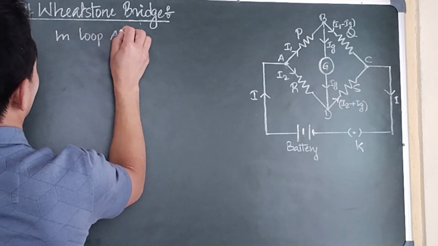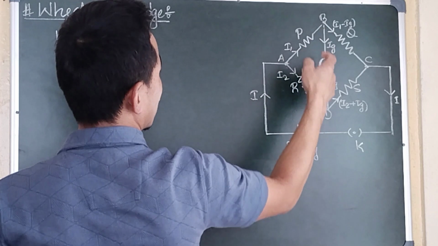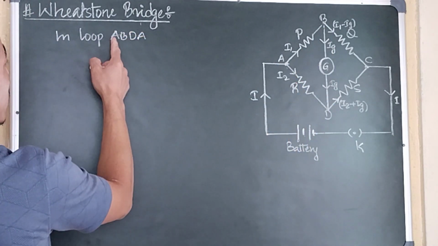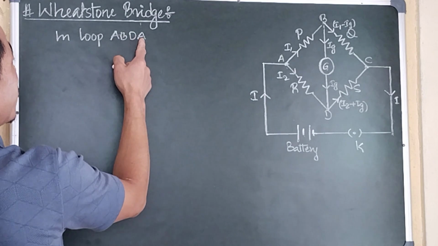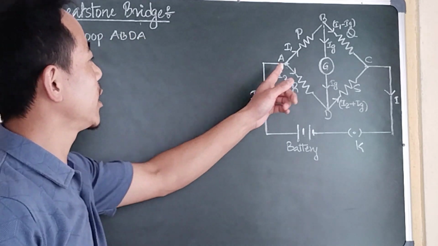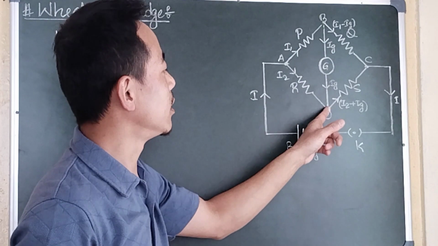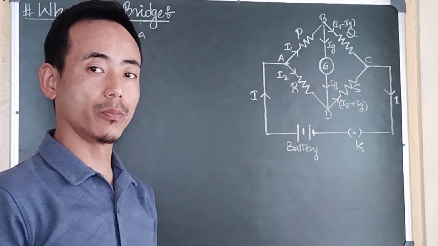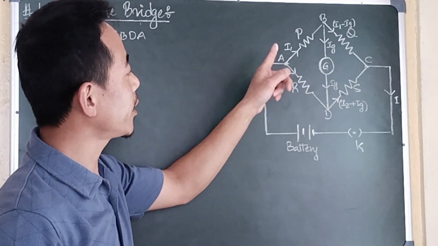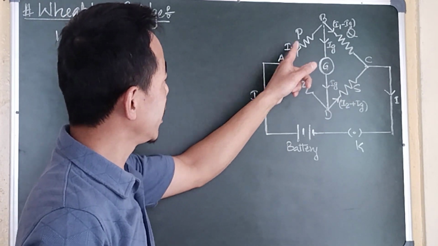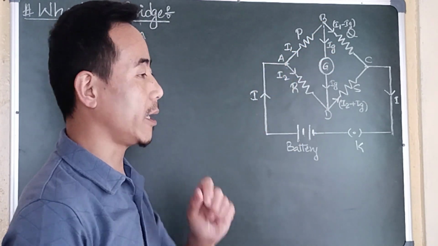A, B, D, A. You have to make sure that the starting point and the end point are the same. Only then it becomes a closed loop. You cannot write A, B, D. A, B, D will not be a closed loop. You have to have the same starting point and you have to end at the same point. So we have considered this loop A, B, D, A.